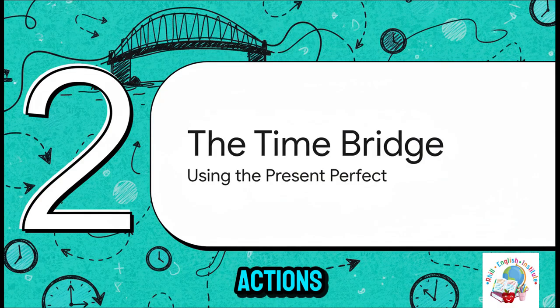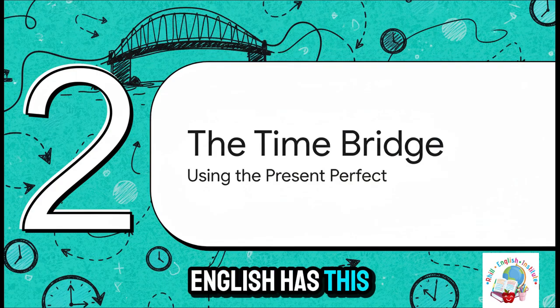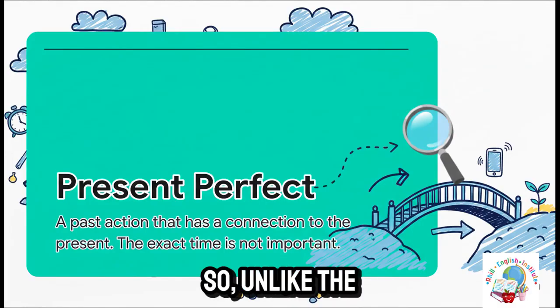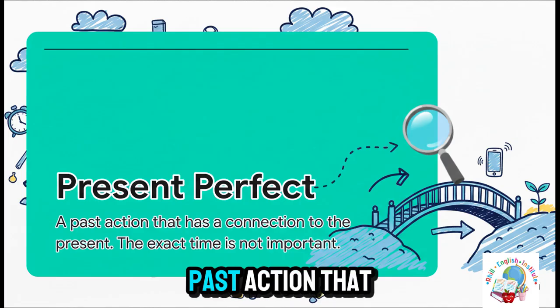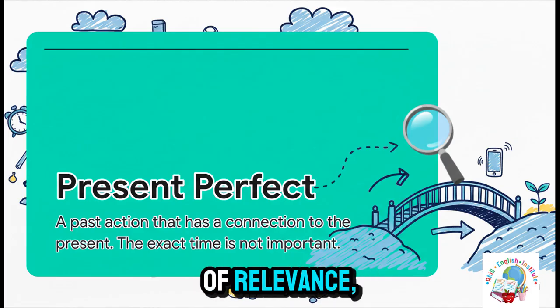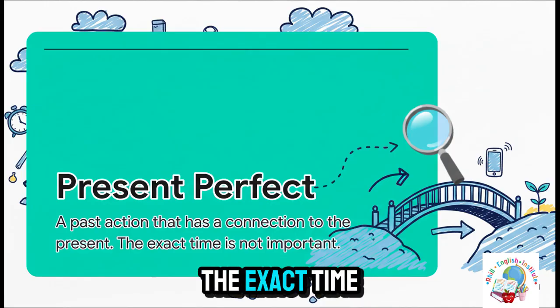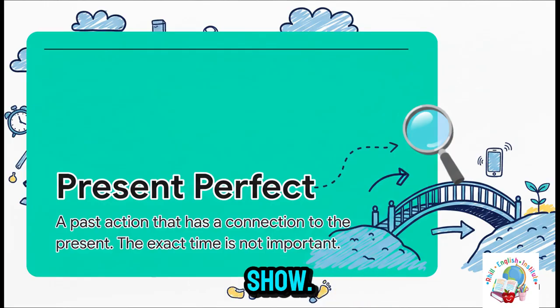But what about actions that aren't so neatly packed away in the past? Well, for that, English has this really cool tool that I call the time bridge, and this is the present perfect. So, unlike the simple past, the present perfect is all about connection. It's for a past action that has some kind of relevance or result or link to the present moment. With this tense, the exact time isn't really the star of the show. It's the connection to now that's important.